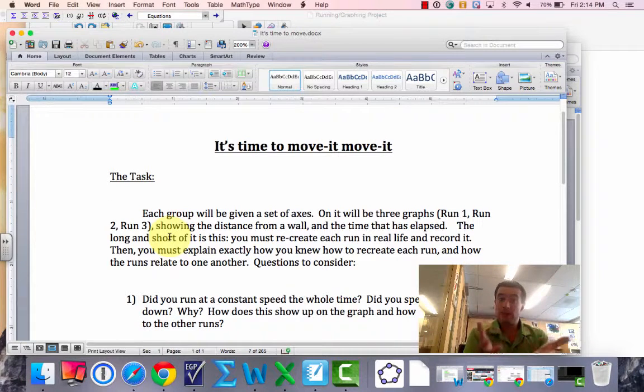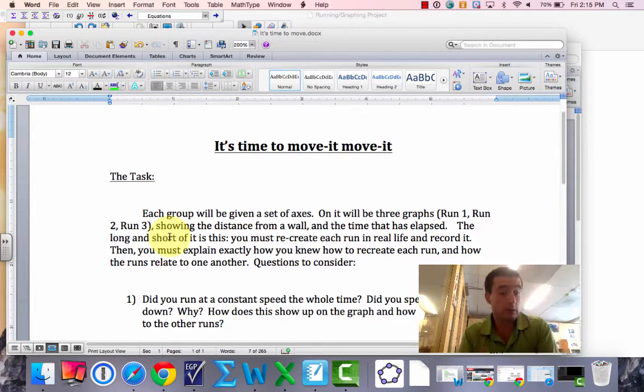And the long and short of it is this. I'm going to give you these three graphs, and you need to recreate each of those runs and record it. And then you're going to take some time to explain exactly how you knew how to recreate each run and how the runs relate to one another.